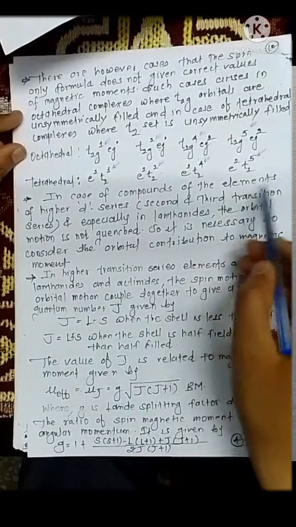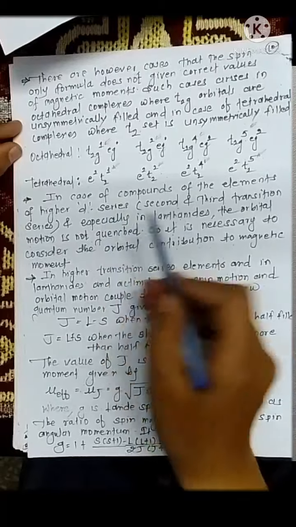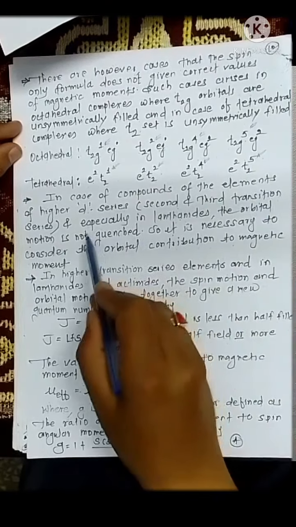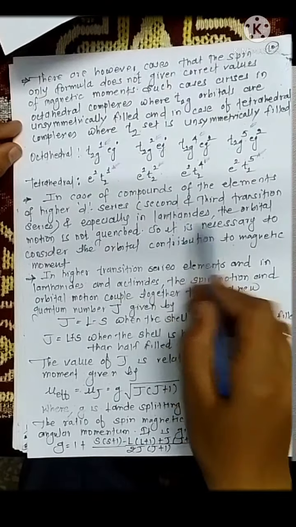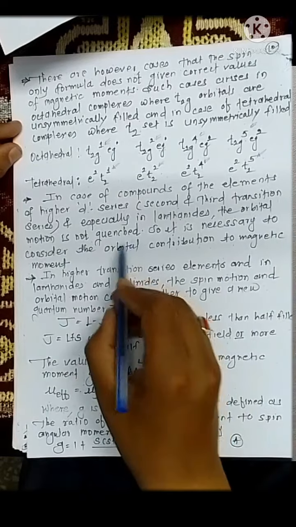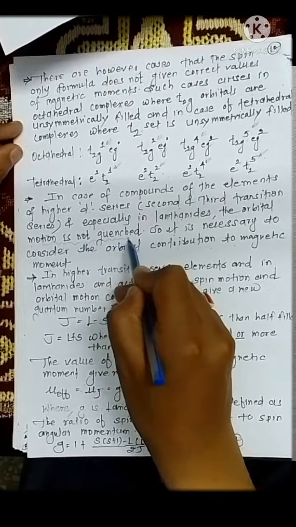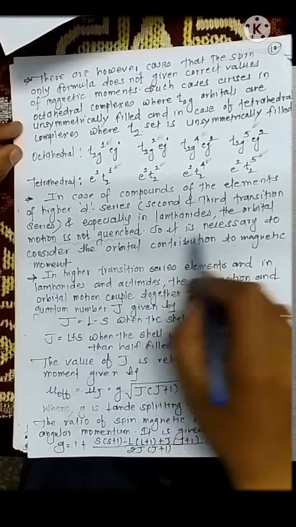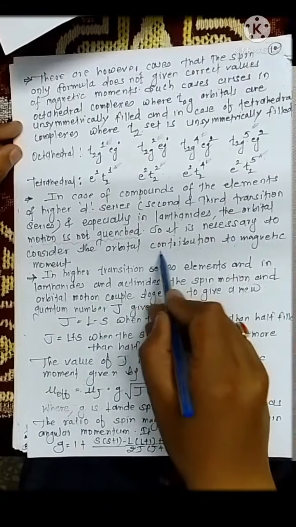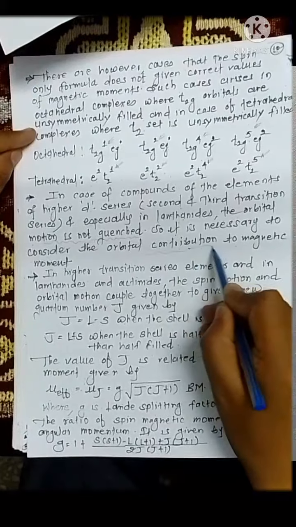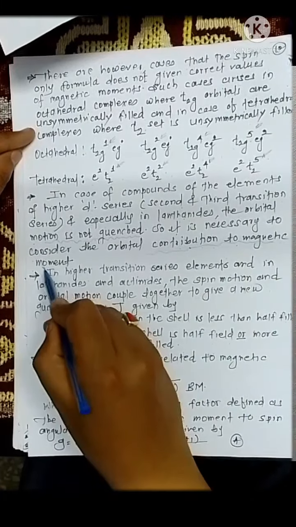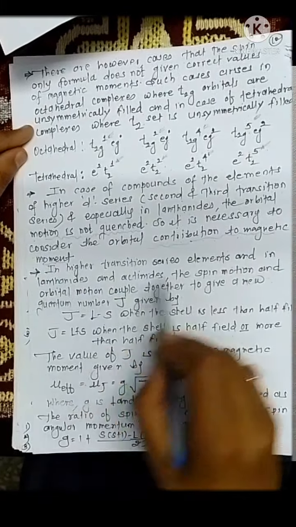In the compounds of elements of the higher d series, the second and third transition series, and especially in lanthanides, the orbital motion is not quenched. It is important: in lanthanides, orbital motions are not quenched. So it is necessary to consider the orbital contribution to your magnetic moment.